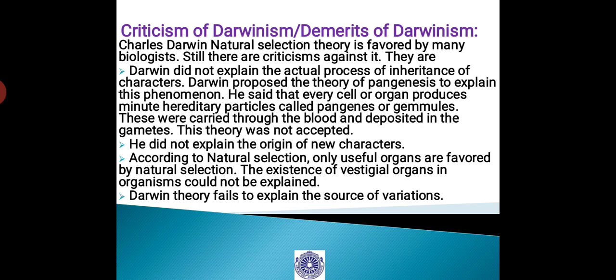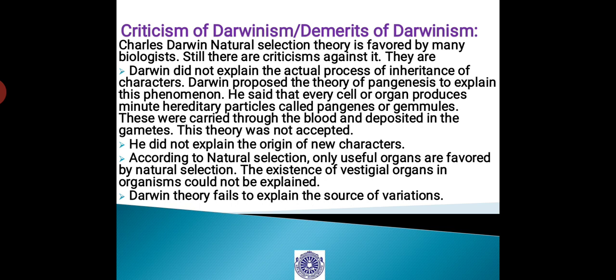And Darwin's theory fails to explain the source of variations. So in the previous class we discussed that in Darwinism he just said that variations will appear, but he never explained how these variations are produced and what could be the cause for these variations. And the later post-Darwinians have convincingly proved how these variations are produced. So this is another drawback or demerit of Darwinism.